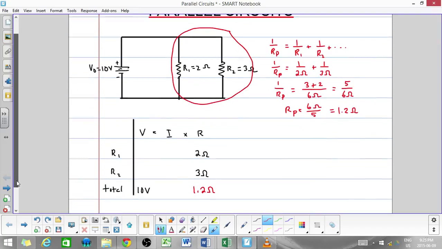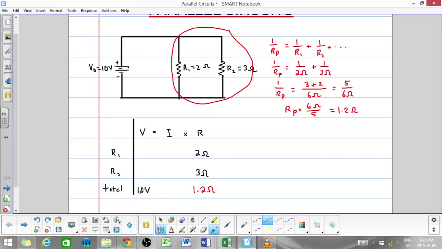Let's see, what can we solve for here? We know two of the three things in the last row, so we can solve for the current. I is equal to V over R, and that would come out to 8.3 amps when you take the 10 volts divided by 1.2 ohms.